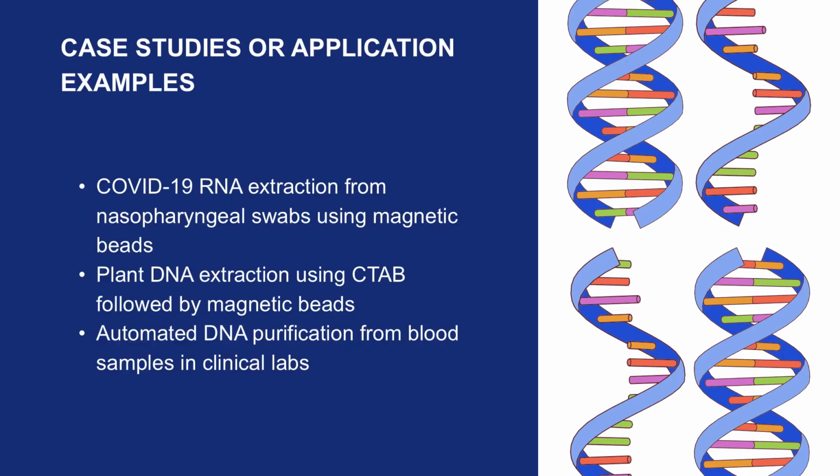Here are just a few examples where optimized extraction methods made a real difference. During the COVID-19 pandemic, magnetic bead-based RNA extraction enabled fast, high-volume testing. In plant research, CTAB followed by bead purification gave clean DNA for genome sequencing. In clinical diagnostics, automated magnetic platforms ensure consistent DNA prep from blood samples. These examples highlight how method choice impacts efficiency and data quality.